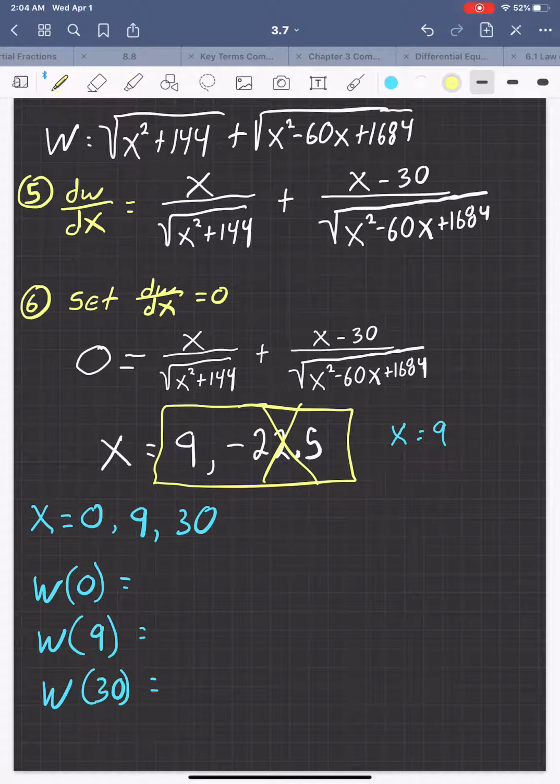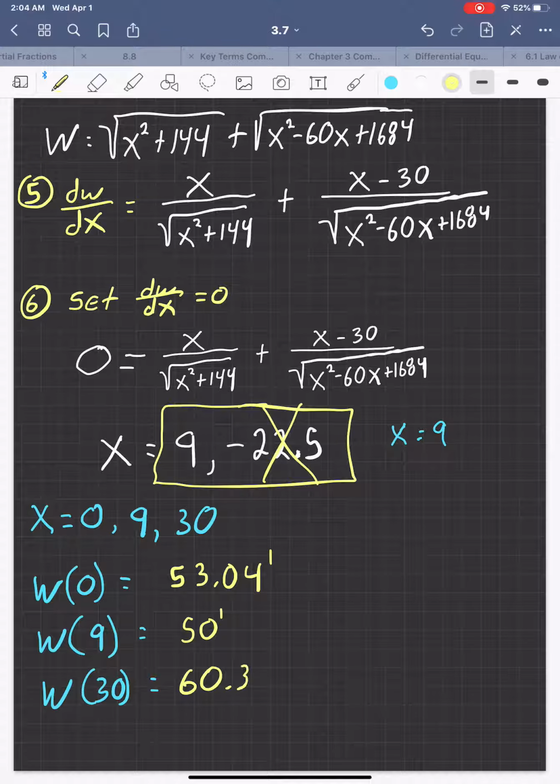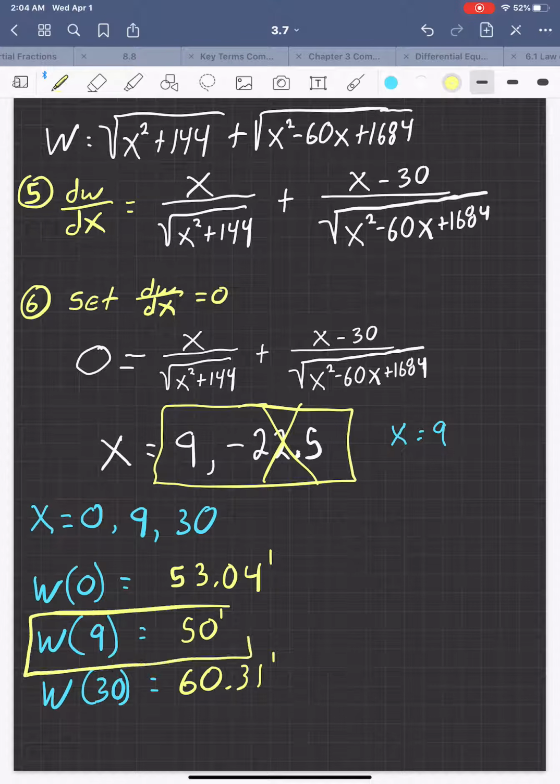With me? So if I use 0, we would have to have 53.04 feet of wire. Okay? If I put it at 9, we would need 50 feet of wire. And if I put it at 30, we would need 60.31 feet of wire. Do you see how we found the minimum? The minimum amount.